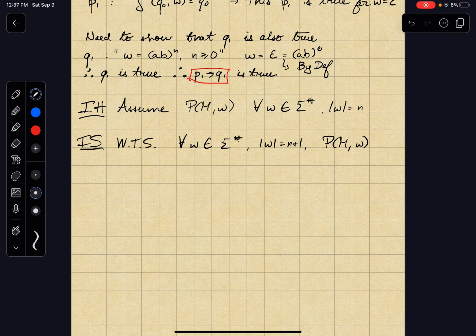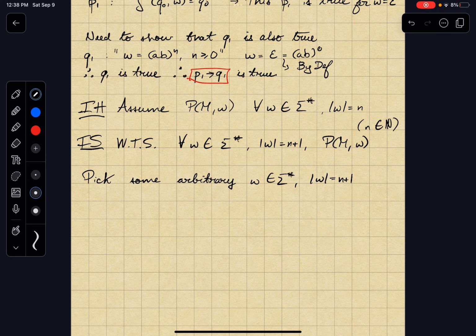So how are we actually going to do this proof? Well, let's pick some arbitrary string W in sigma star, which has length n plus 1. Of course, needless to say, n is in the set of natural numbers. Okay, so we have some arbitrary string W in sigma star, which has length n plus 1. Now we're going to show that the statement P_M of W holds.